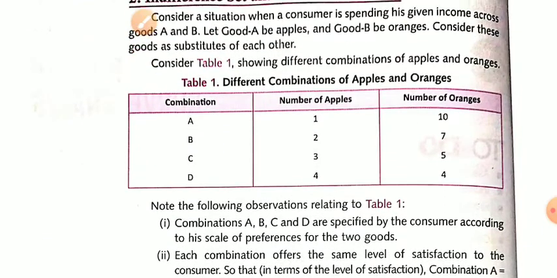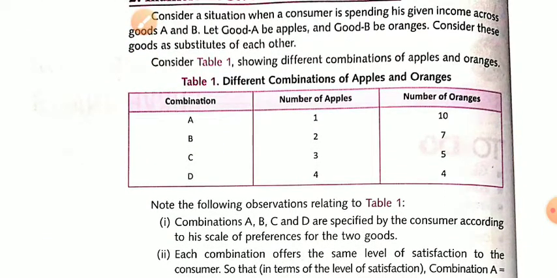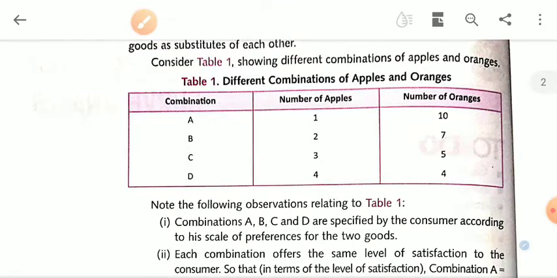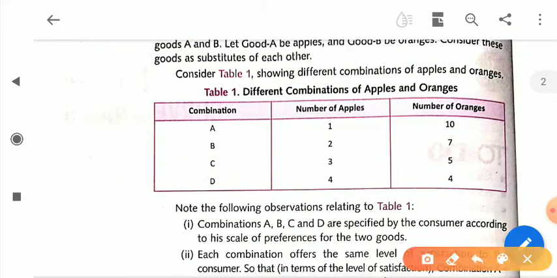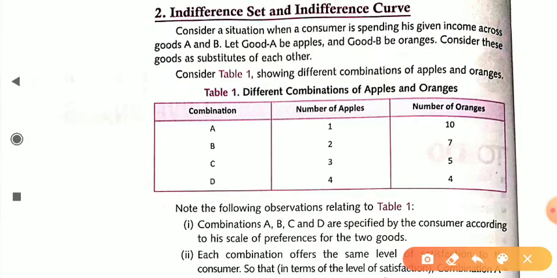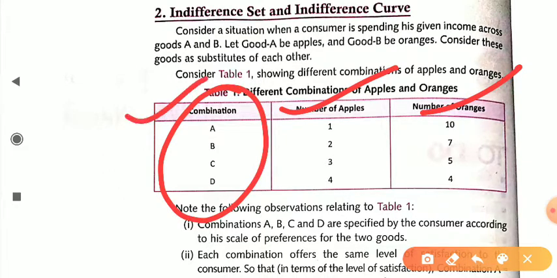This is an important point, dear student, that an indifference set basically represents the combination of two commodities. In our case we have apple and oranges, and these are the combinations, like set 1 which is represented as A, set 2 which is represented as B, set 3 and set D. Now set A represents 1 unit of apple and 10 units of mango. Set B represents 2 units of apple and 7 units of mango.